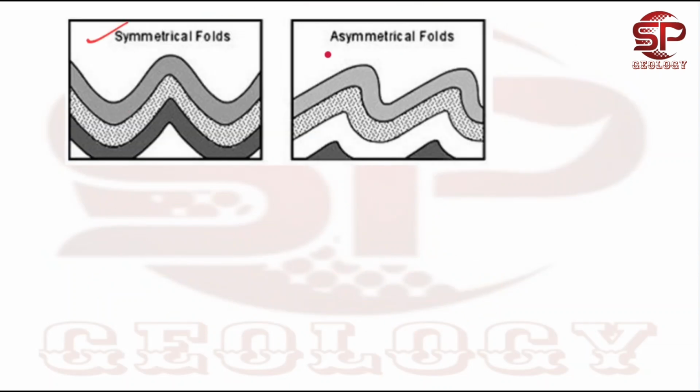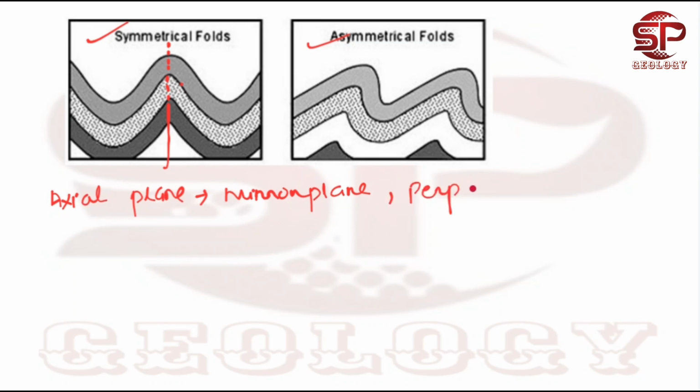This comes to symmetrical fold and asymmetrical fold. Symmetrical fold will have an axial plane which divides the fold into two equal halves, or the axial plane will be a mirror plane. In a symmetrical fold, the axial plane is a mirror plane, and it should be perpendicular.